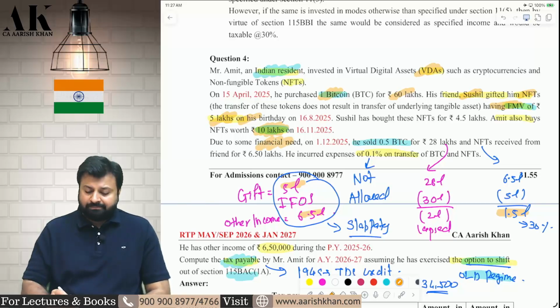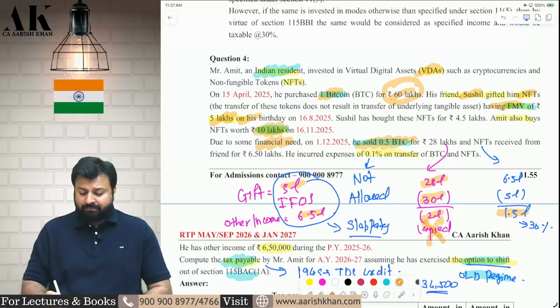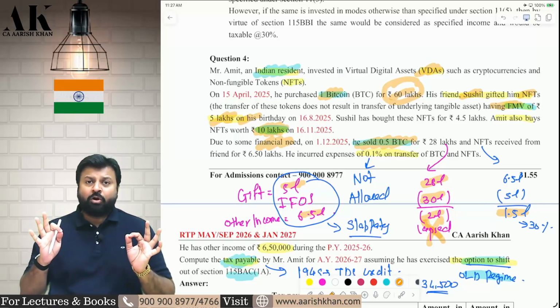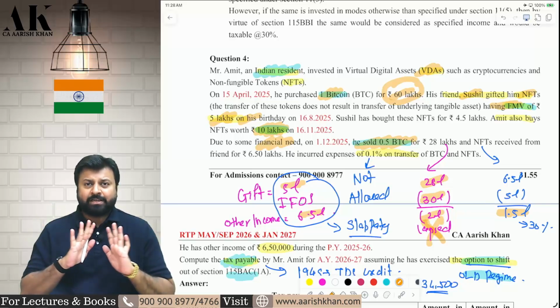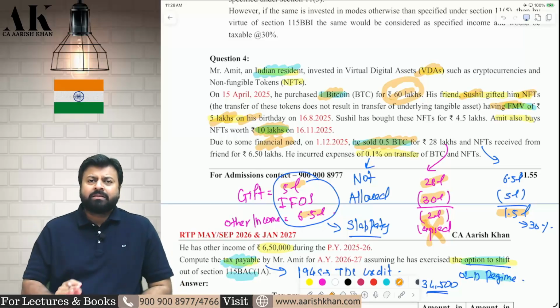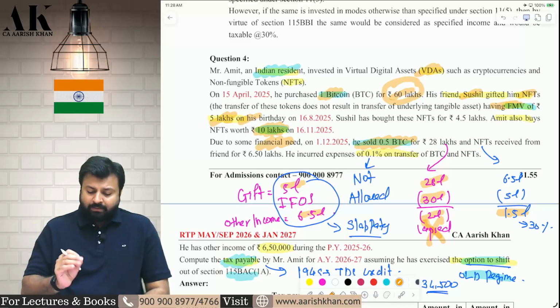Due to financial need, Amit needs some money. Therefore, he has sold half Bitcoin. For half Bitcoin, how much gain will come? Half Bitcoin is sold for 28 lakhs. The cost of one Bitcoin is 60 lakhs. Therefore, half Bitcoin will be 30 lakhs. Therefore, there is a loss of 2 lakhs. What is the treatment of this loss? Lapse. As per 115BBH, whatever loss comes in Bitcoin, whatever loss comes in virtual digital asset, it is not allowed to set off against any other income. It is not allowed to set off against this income also. This is lapse. There is no treatment for loss. This is gone forever.